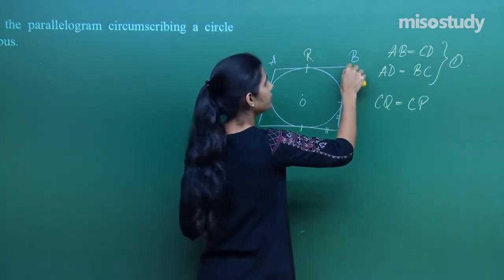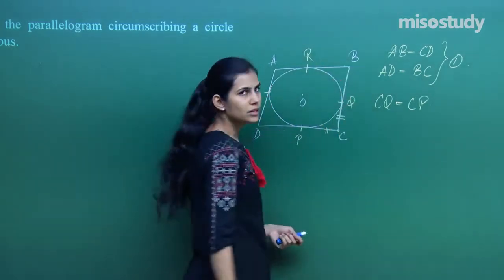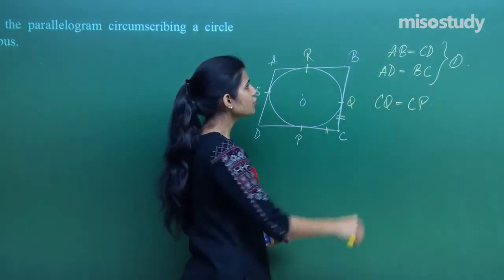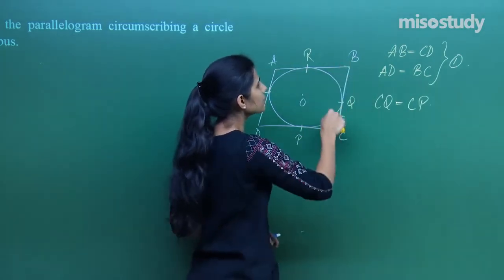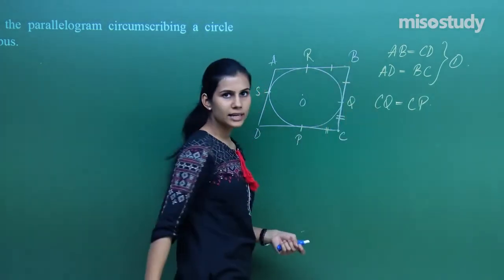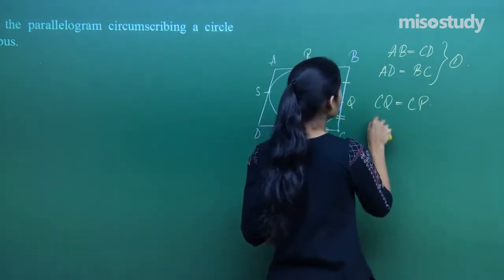Again, look at point B. BR and BQ are nothing but tangents drawn from an external point B to this circle, and so they will also be equal in length. So you will have BR equals BQ.